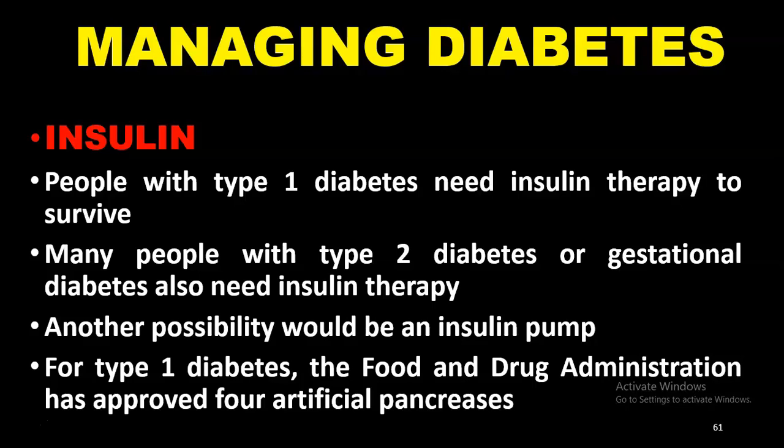Insulin. People with type 1 diabetes need insulin therapy to survive. Many people with type 2 diabetes or gestational diabetes also need insulin therapy. There are numerous insulin formulations, including short-acting, also known as regular insulin, rapid-acting, long-acting, and intermediate choices. Your doctor can advise using a variety of insulin kinds both during the day and at night, depending on your needs.